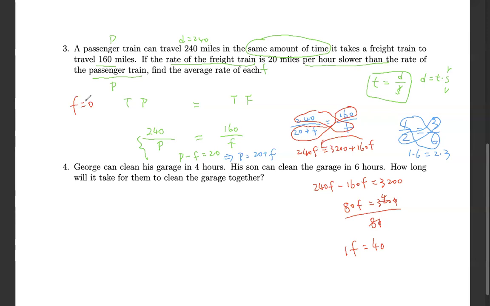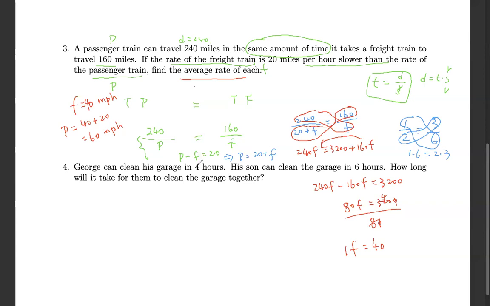So the rate of the freight train is 40. And then the passenger train is 20 miles per hour faster. So it's 40 plus 20, which is 60 miles per hour. So the average rate, average rate means a speed, of the freight train is 40 miles per hour, and the passenger train is 60 miles per hour. Okay, that's question 3.